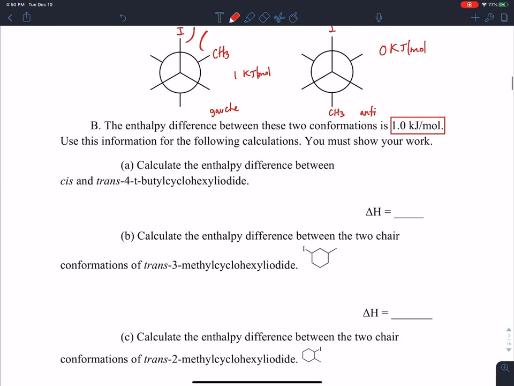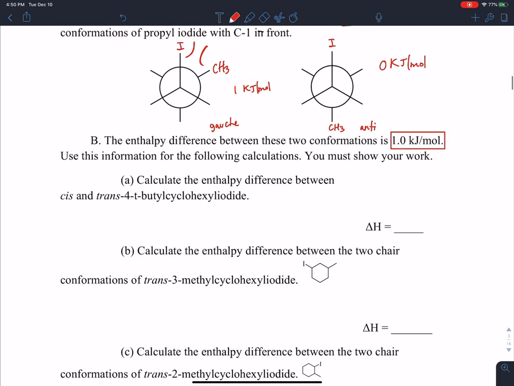So, okay, they say use this information for the following calculations. You must show your work. Okay, the first question says calculate the enthalpy difference between cis and trans 4-tert-butylcyclohexyl iodide. Okay, well, if I make that out, this is my little cyclohexane.